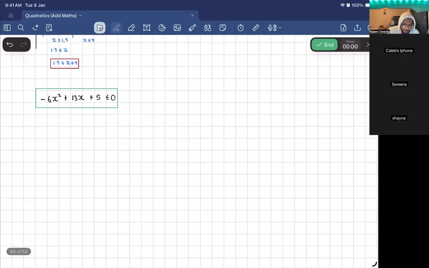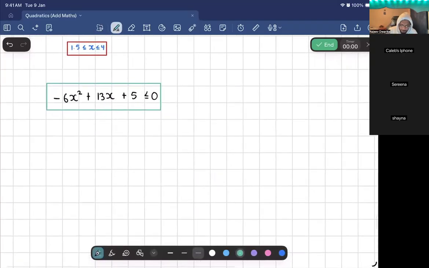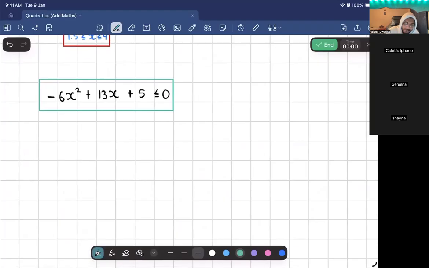Great. So, first things first, right, Serena? I need to find the x-intercepts, or the roots. So I need to factorize this. So to get minus 6x squared, what two things would I multiply? Negative 2x and 3x. Right? And how can I multiply to get 5? Positive 5 and positive 1. Right? So I could say plus 1, and I could say plus 5.